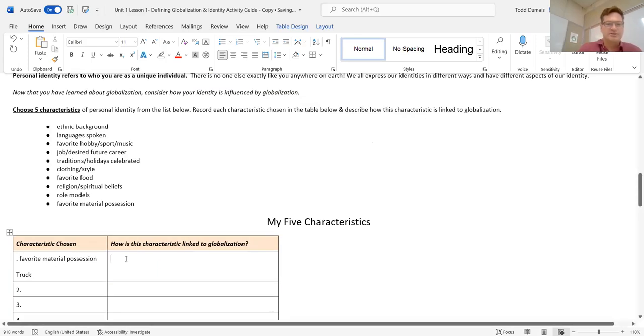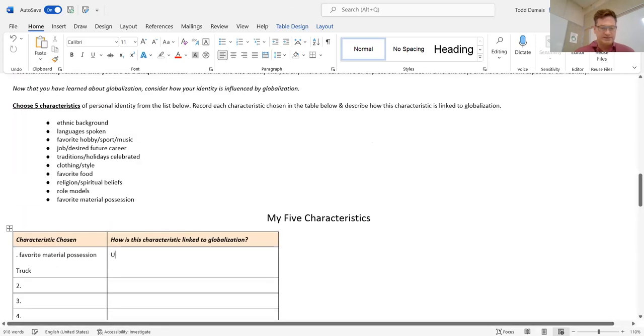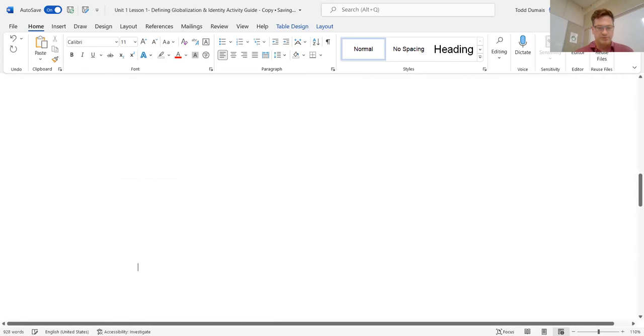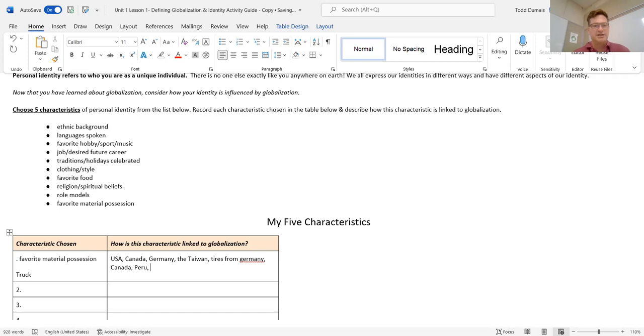Okay, how is this linked to globalization? So my truck is made in the United States from parts from Canada. And the windshield is from Germany. The electrical chips are from Taiwan. The tires are from, I believe, Germany. The oil, the lubrication systems, is from Canada. The metal, the aluminum, comes from Peru, I believe. So how is this connected? This is an example of how it's connected to globalization.